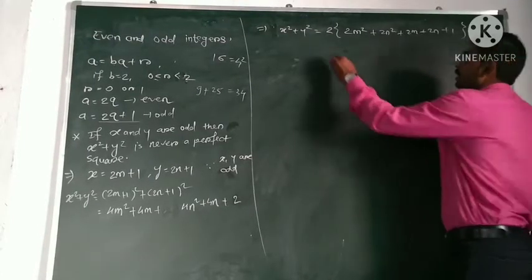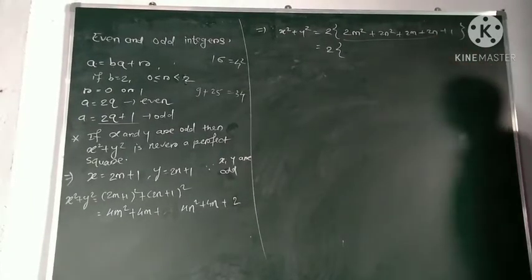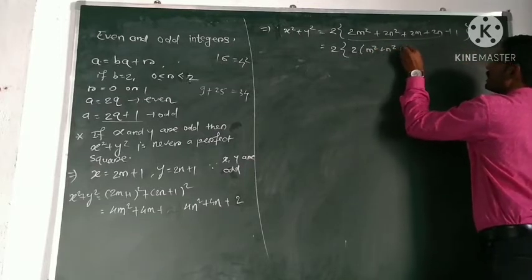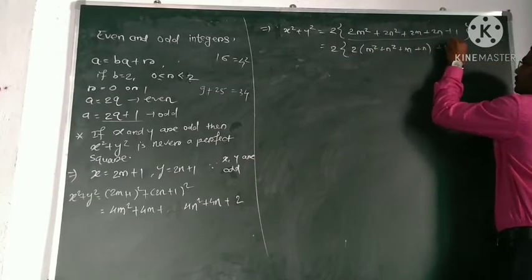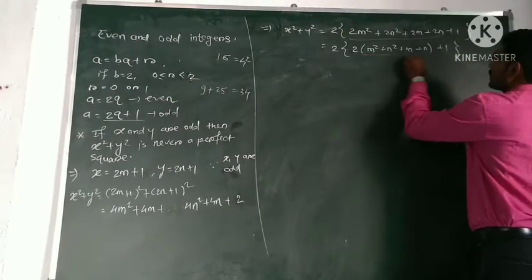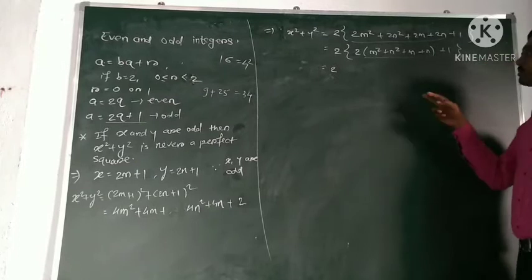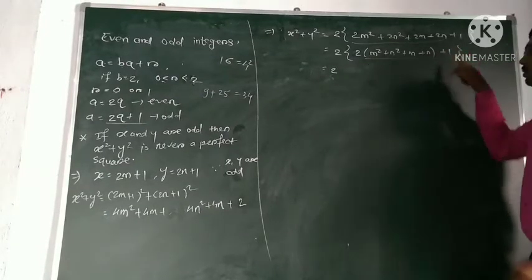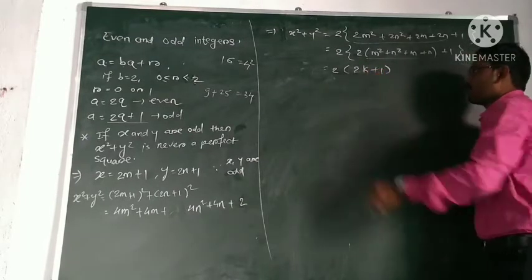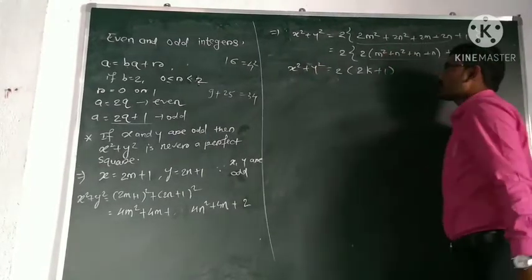Again, we can take common 2 from this. This is equal to 2 times (2 times (m square plus n square plus m plus n) plus 1). Now m and n are integers, so this total is also an integer. So we can write this as 2 times (2k plus 1), where k is some integer. So x square plus y square is equal to 2 times (2k plus 1).